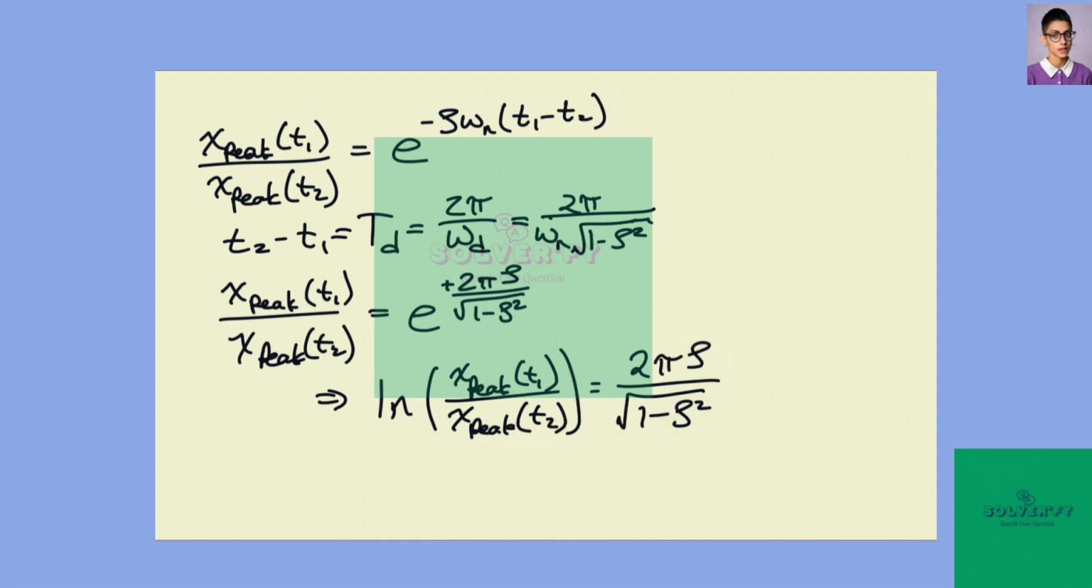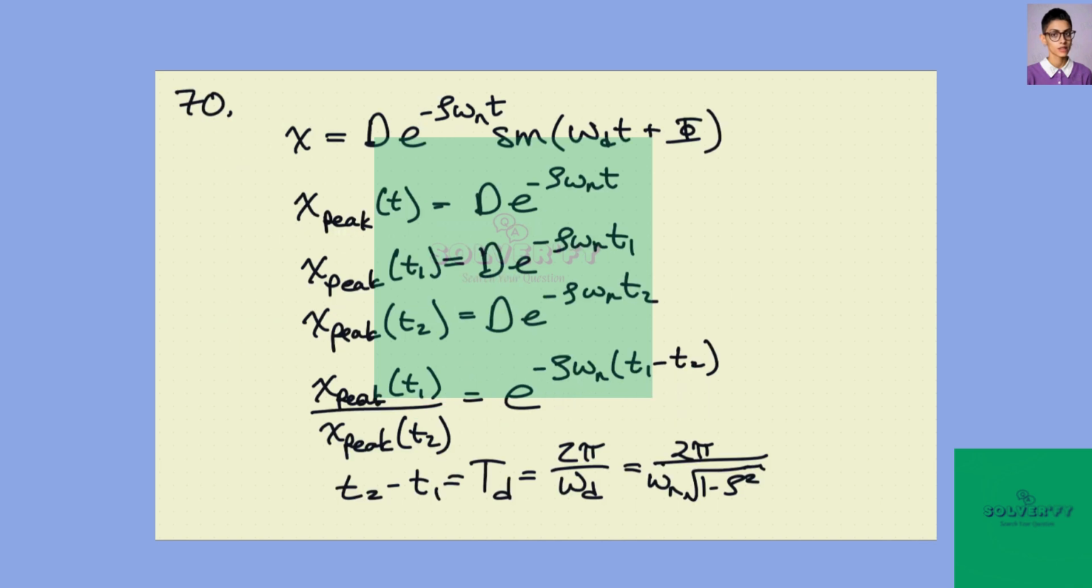And if zeta is small, which you can know because the amplitudes aren't dying out really fast, a lot of times you can get away with approximating this square root term by 1. And so zeta equals the logarithmic decrement divided by 2 pi.